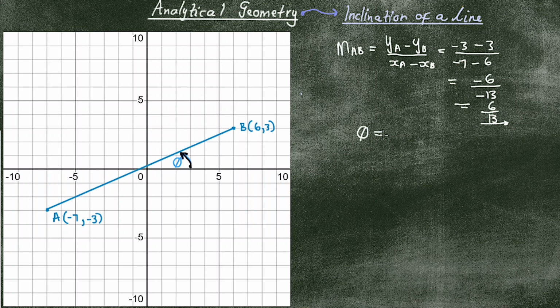So theta is equal to arctan of that gradient. So we are dealing with the gradient of line AB. So angle of inclination, check. Look at the angle of inclination. You can see that this angle of inclination is actually an acute angle, right? So the answer should be an angle that is less than 90 degrees, right?